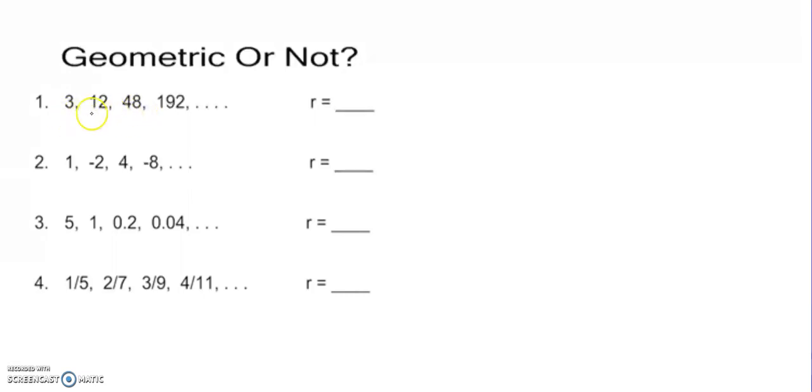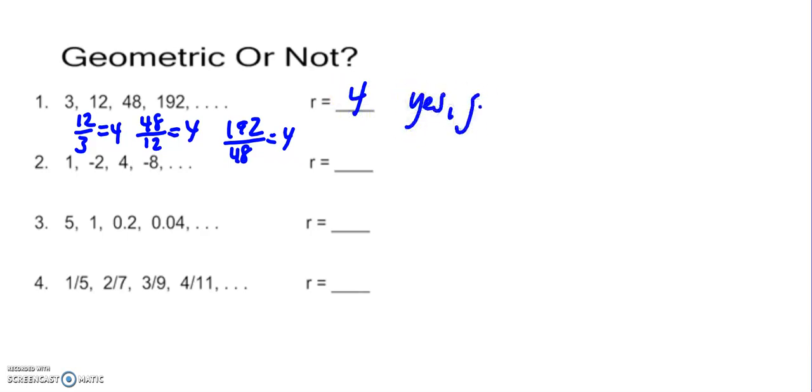Taking a look at this first example, let's do some division. If I take the second term divided by the first, and the third term output value divided by the second term output value, this ends up being 4. This also ends up being 4. And if I take n equals 4 divided by n equals 3, that also ends up being 4. So my common ratio for the first example is 4, and yes, it's going to be a geometric sequence.